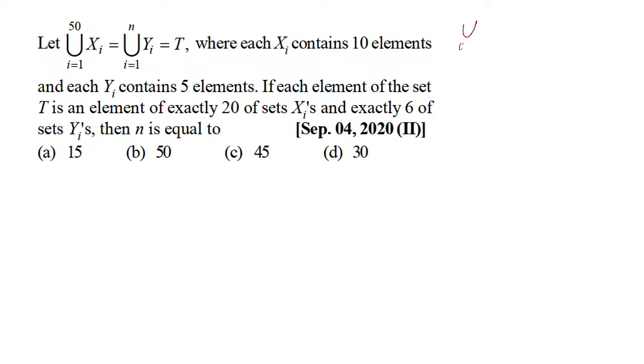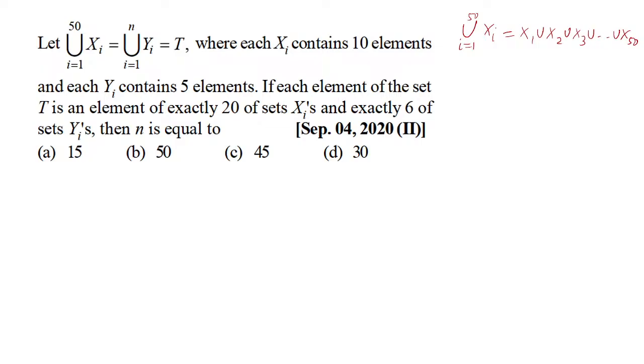So here, union i equal to 1 to 50 of xi is what? It is x1 union x2 union x3, and so on and so forth, union x50. So that's what it means. That means the union of x1, x2, x3 till x50 is the same as the union of y1, y2, y3 till yn. And those two unions are the same set T.